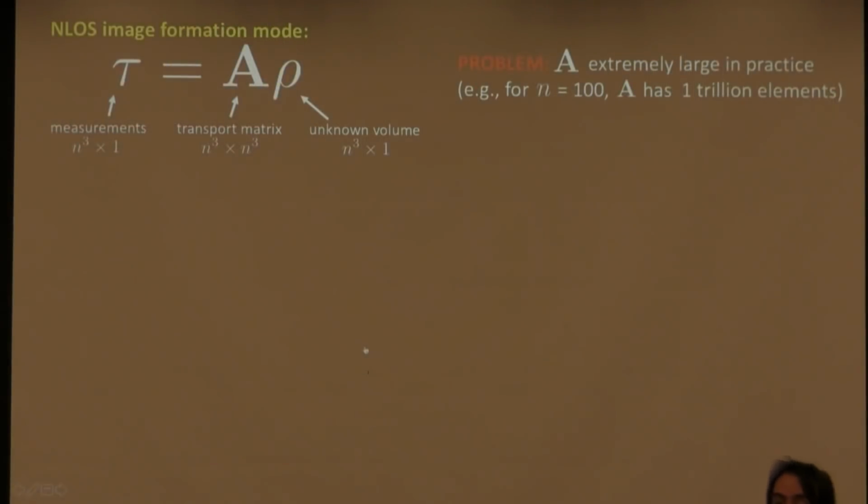Imagine your measurements are 100 by 100 by 100. So it's a low resolution image, 100 by 100, and you're only measuring photons at 100 different times. Right? And imagine that you're representing the 3D shape of your hidden volume with the same resolution. Now, your matrix A will already contain 1 trillion elements. And you need to invert A, not just store it, but invert A to solve this system. So that's a big problem.